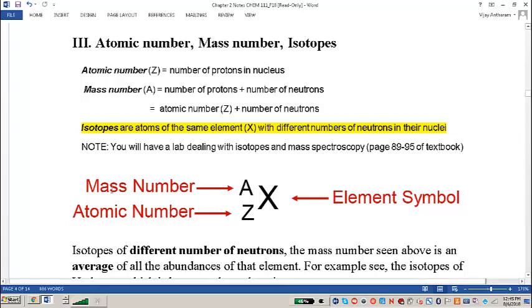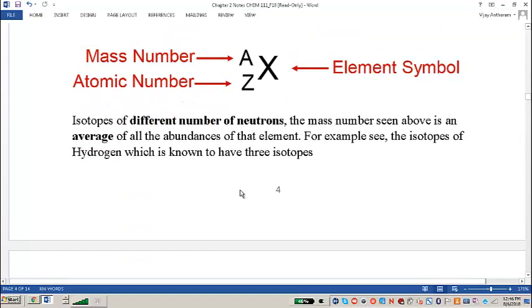Mass number is where we incorporate isotopes. Isotopes are going to be important, and they are the reason why you have mass numbers in some periodic tables that have these very strange decimals, really quirky numbers. There are elements that have different numbers of neutrons, and we call them isotopes. So the definition of an isotope is an element that has a different number of neutrons. The mass number is an average of all those abundances for that element.